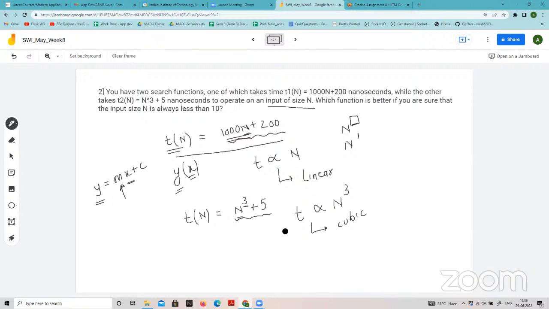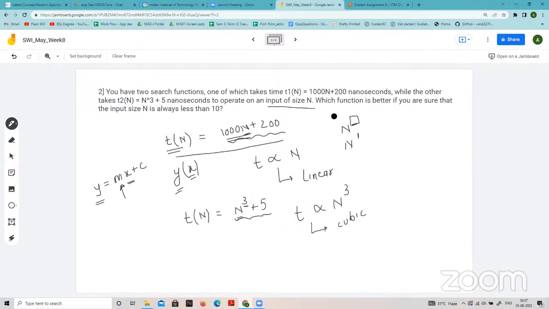So there are two such functions, and the time that they take to give an answer depends on the size of input. If I give one input to t1, I'll get some time. I'll give the same input to t2, I'll get some time, and then I'll have to compare which one gives better, less time. A better search function would definitely be the one that takes less time.